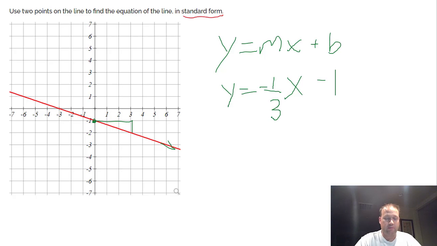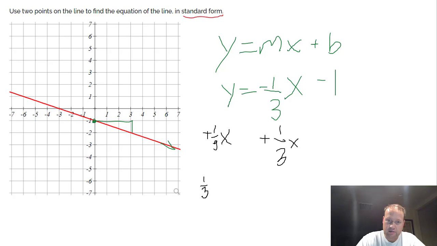Now, if I'm going to turn it into standard form, I've got to do two things. I've got to get x and y on the same side, and I've got to have no fractions. So I'm going to go ahead and add the 1/3 x. It's plus 1/3 x. So what I have is 1/3 x plus y, and all that's left on the other side is equals -1. Now, this is almost done.